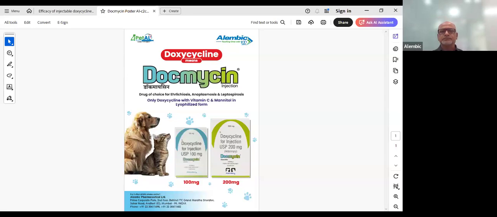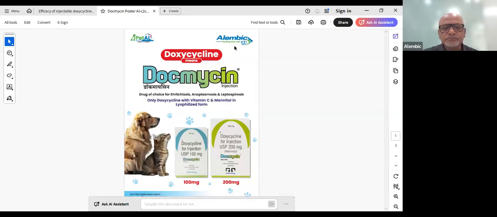The paper is also available. This doxycycline does not contain doxycycline alone, but it is with vitamin C and mannitol, in a liquid form. So I would like to share this paper also. Meanwhile, the participants who have joined can type their questions if they have any query, so we can discuss the queries also.